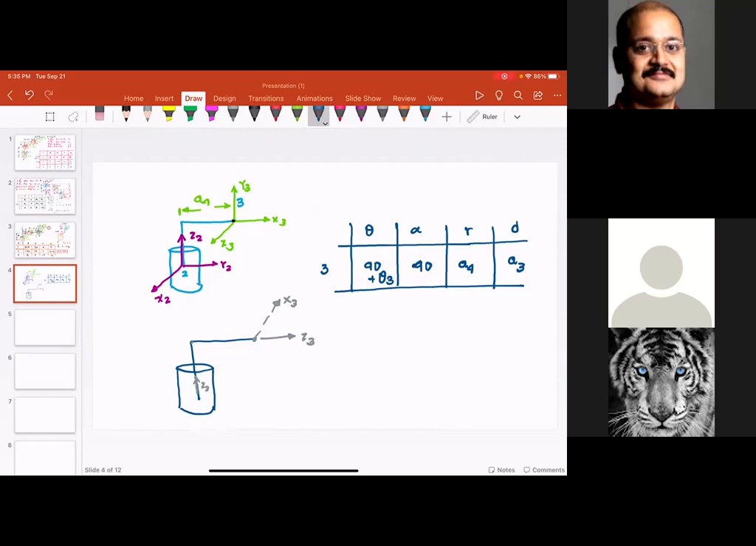So with this, we are done with forward kinematics. The next part is inverse kinematics. And for the inverse kinematics problem, there are two ways to solve it. Before I start inverse kinematics and set up the problems, any questions on forward kinematics?